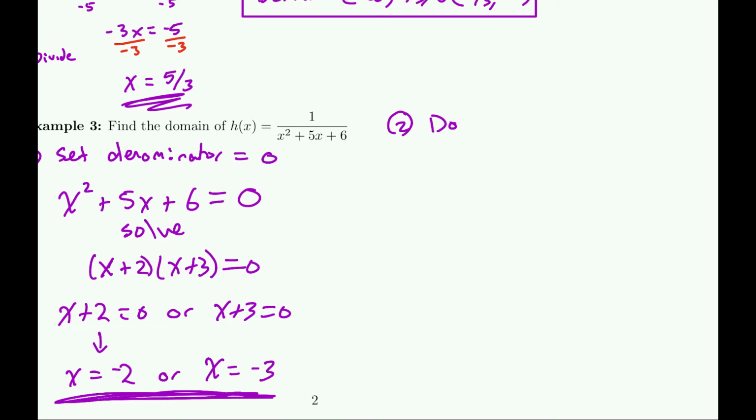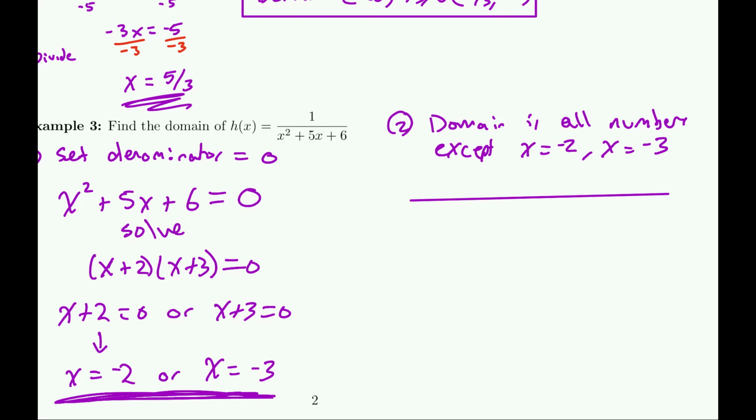So the domain is all numbers except x = -2, x = -3. And so on a number line, what that is, is this. I'm doing it on a number line, hopefully to make this a little more clear what's going on. So you have a number line, -3 and -2 are on there like this. And this is actually three different sections now, right? Because you've got a section over here, you have a section in the middle, and then you have a section over here.